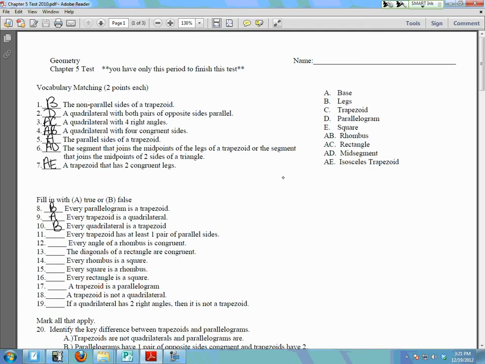Okay, so if you think back to our flow chart, we had quadrilaterals. We went to parallelograms. If it wasn't a parallelogram, it went off to a trapezoid. And when it was a parallelogram, it was either a rectangle, a rhombus, or both of those items, and that would be referred to as a square. That's our flow chart. So that's why every parallelogram is a trapezoid. Well, no, because trapezoids are not parallelograms.